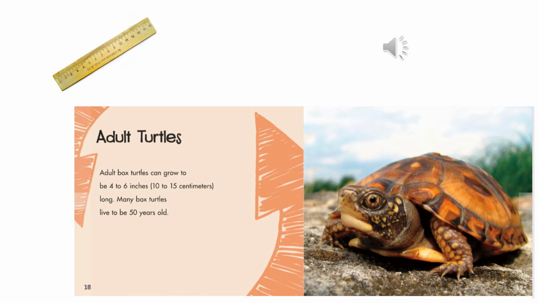Adult turtles. Adult box turtles can grow to be 4 to 6 inches long. Many box turtles live to be 50 years old. Wow. Maybe you can get a ruler at your home and see how long 4 to 6 inches is so you can know how long an adult turtle gets. Can you find other things that are 4 to 6 inches long in your house? Have fun looking.